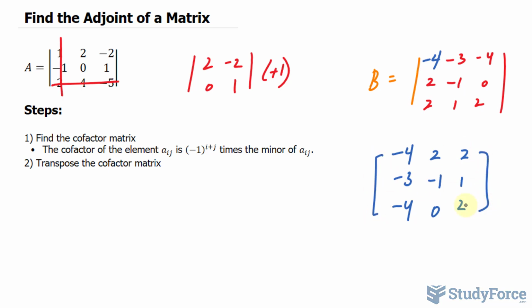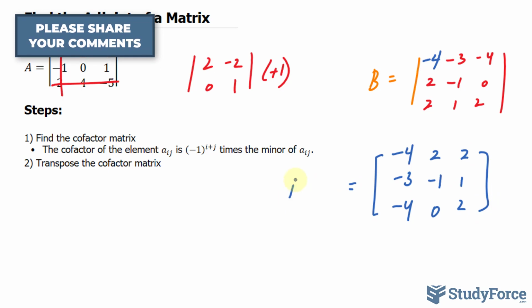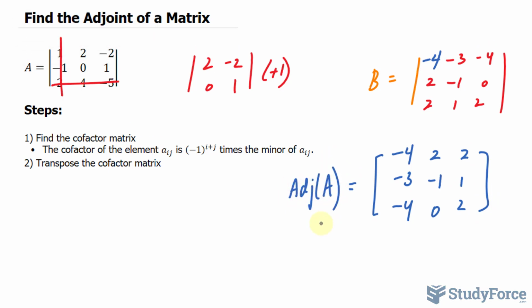So what you see right here is the adjoint of matrix A. And there you have it. That is how to find the adjoint of any matrix.